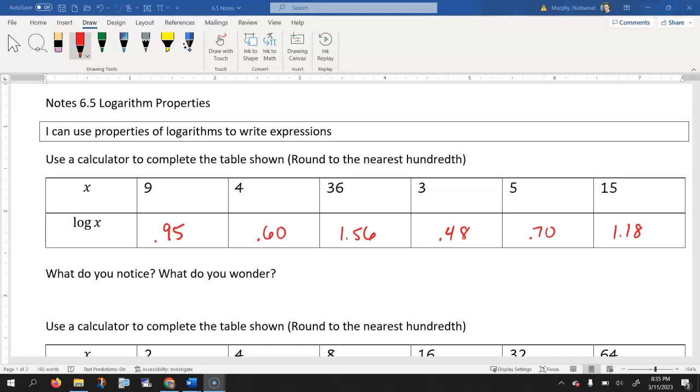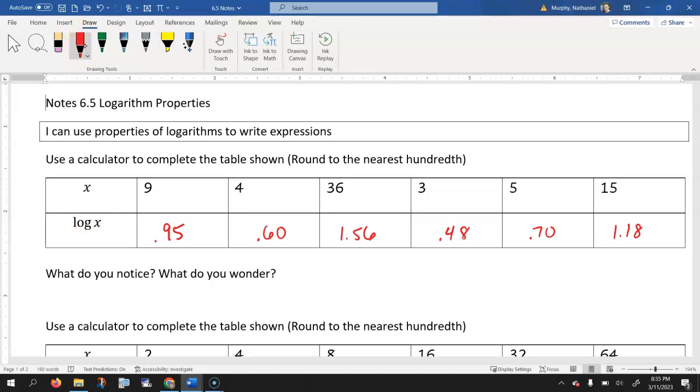All right, so if you're wondering how I got these values, basically I'm just taking the log of each of these numbers. The log of 9 is 0.95, the log of 4 is 0.6, and so on. Now I want you to look at these values and see if you can recognize a pattern. Now maybe you're really good at recognizing patterns. Maybe you start to see something.